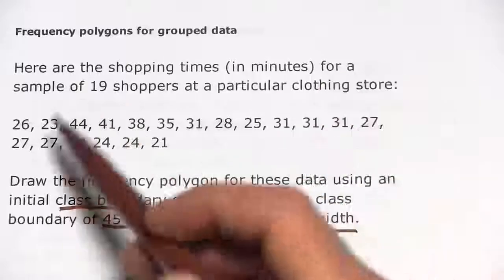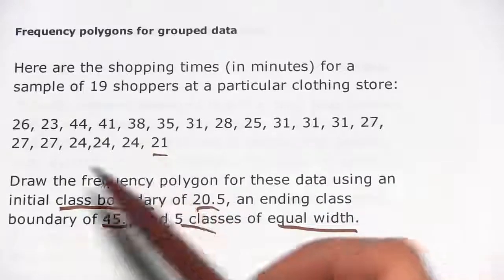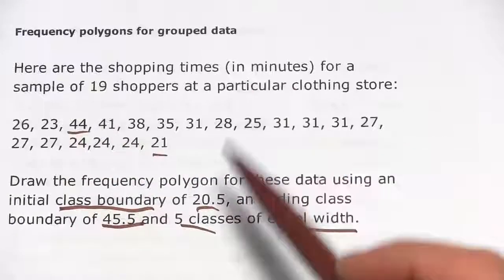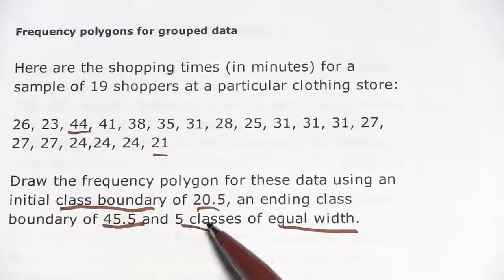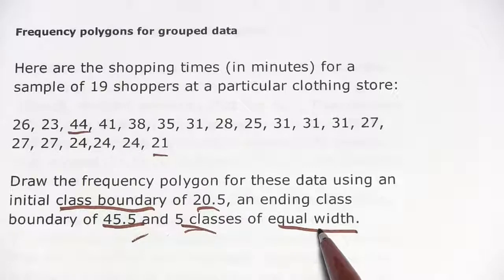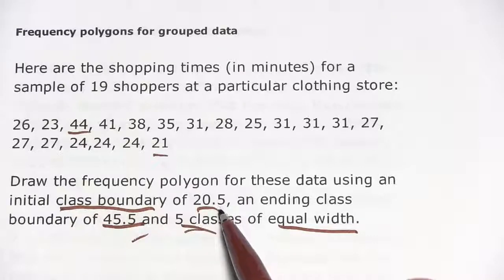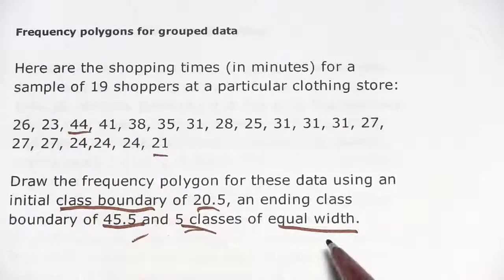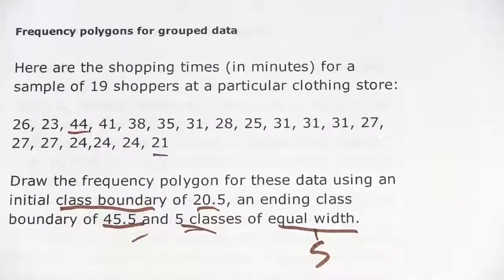Well, you'll notice that these data points, the lowest one here is 21 and the highest one is 44. So this 20.5 and the 45.5, they're conveniently chosen so that all of our data is going to fit within those two endpoints. And we want to take this whole range from 20.5 to 45.5 and break it up into 5 classes of equal width. Well, 45.5 minus 20.5 is 25. If we divide that into 5 classes, 5 equal parts, we get 5. So our class width is going to be 5.